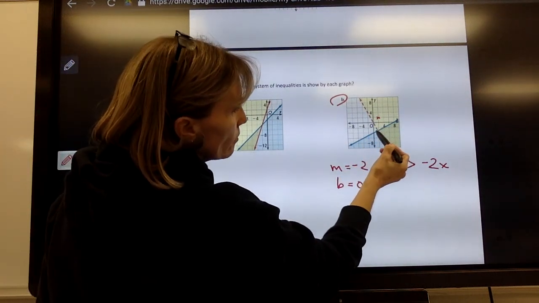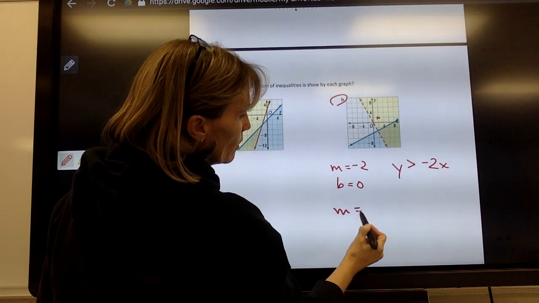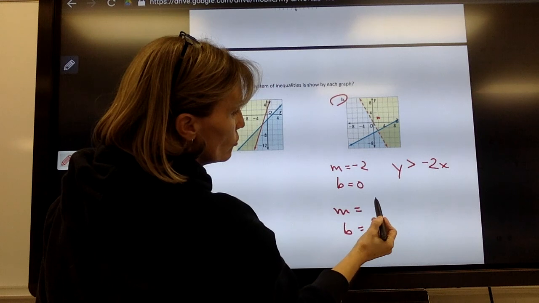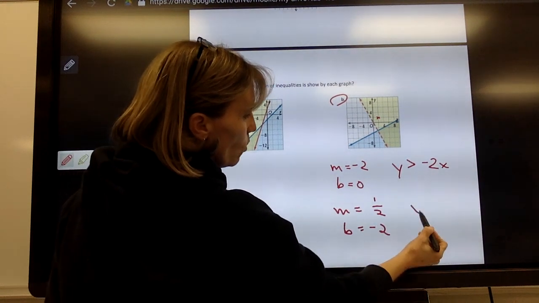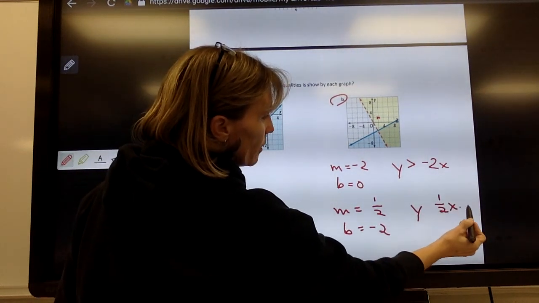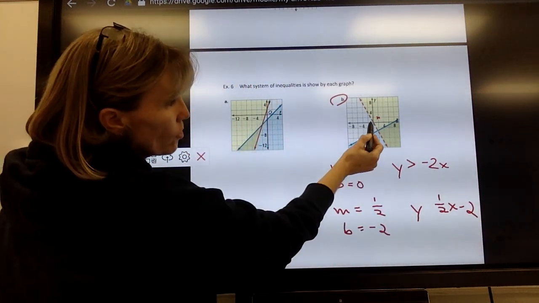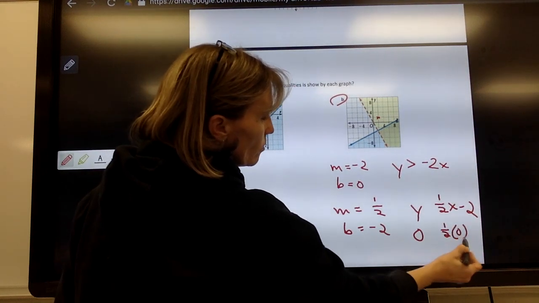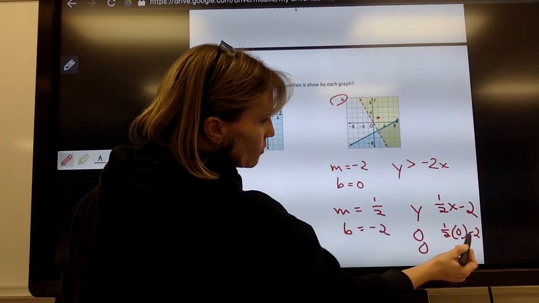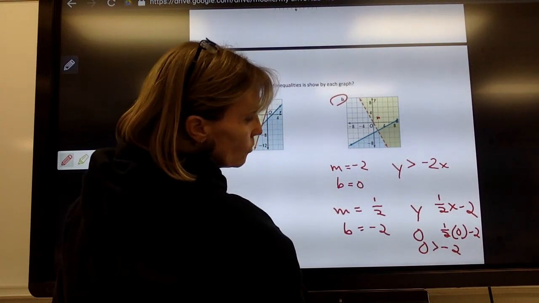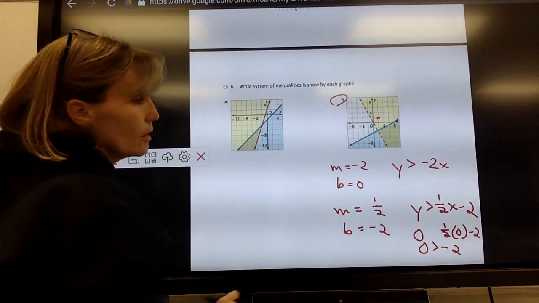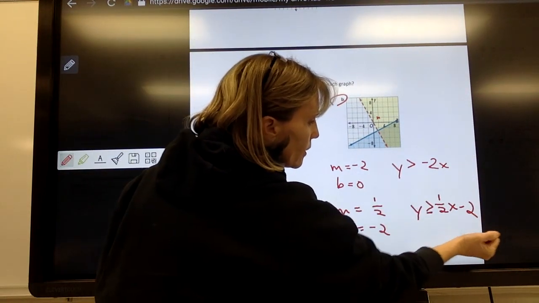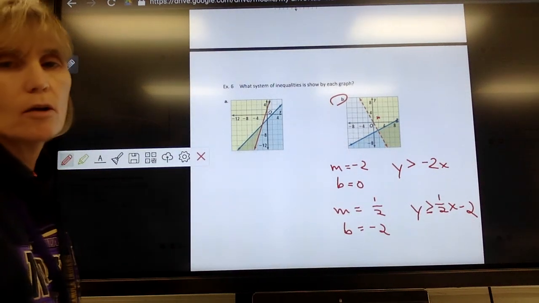Okay, the blue line down here, it's going through a -2. And its slope, I'm rising 1 and I'm running 2. So I would say y equals 1/2 x minus 2. That one I can put 0, 0 into, so 0, 1/2 times 0 minus 2. That would be 0 minus 2. So again, 0 is greater than -2, so I put a greater than. This is a solid line, so we would want to put the equal part to that. Okay, and then those two inequalities would be my system.